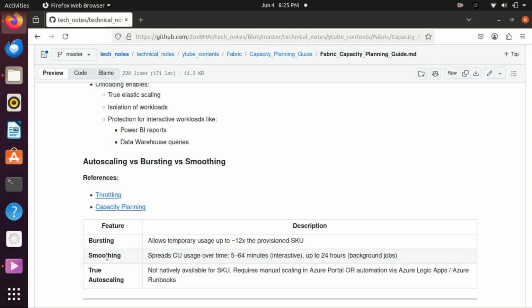Now the question is, what happens if my workload temporarily needs more compute than my allocated SKU provides? That is where bursting comes into the picture. Bursting allows temporary usage beyond your provisioned capacity. Fabric also provides another mechanism called smoothing. Instead of consuming all the capacity units instantly, Fabric distributes the usage over time.